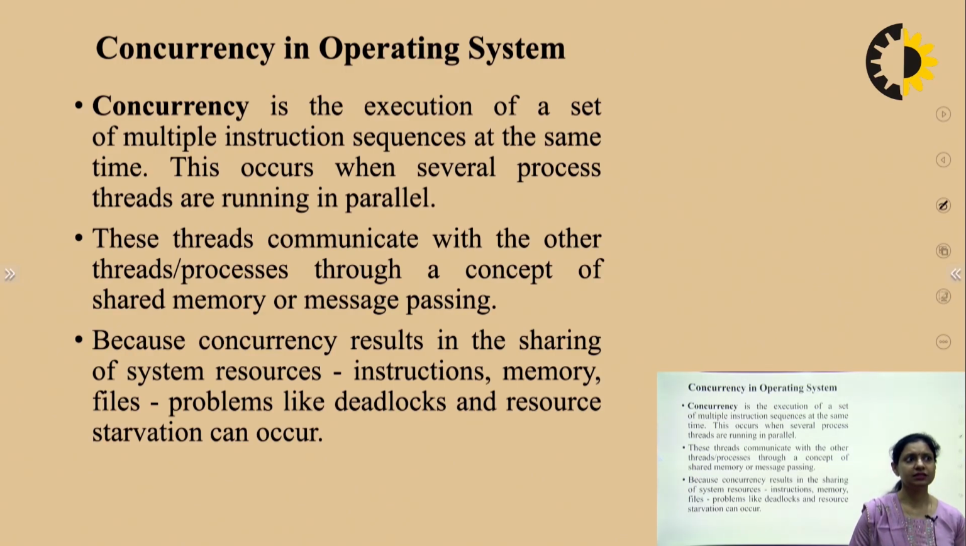The multiple threads that are running in the system communicate with each other through the concept of shared memory or message passing. Because concurrency results in the sharing of system resources, which may include memory, files, instructions, or hardware resources, we generally get problems like deadlock or resource starvation, or the process has to wait for a longer period of time in order to get executed in the operating system.